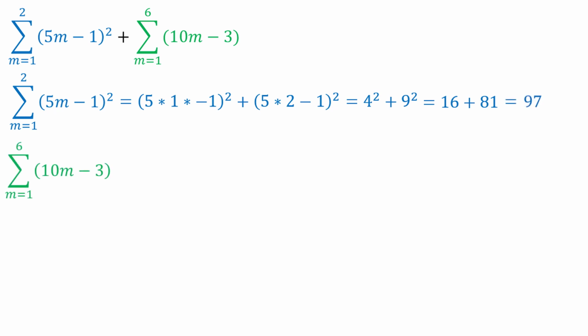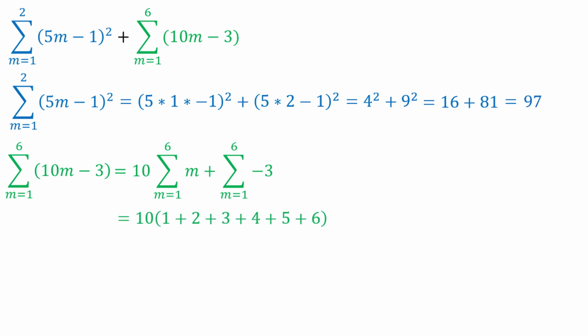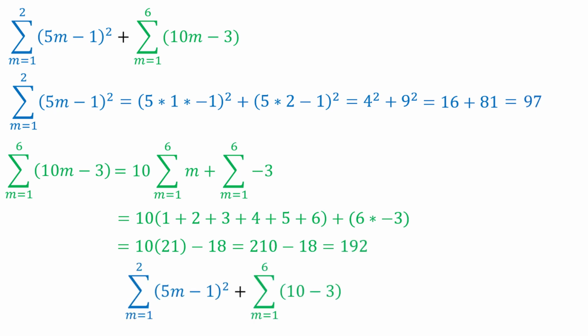For the second sum, we can split it into 10 times the sum from m equals 1 to 6 of m, plus the sum from m equals 1 to 6 of negative 3. The first sum is 10 times 1 plus 2 plus 3 plus 4 plus 5 plus 6, and the second sum is 6 times negative 3. We have 10 times 21 minus 18, which simplifies to 210 minus 18, or 192. So the whole thing is 97, what we got for the first sum, plus 192, which is equal to 289.